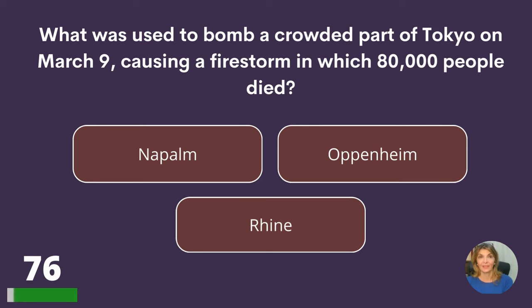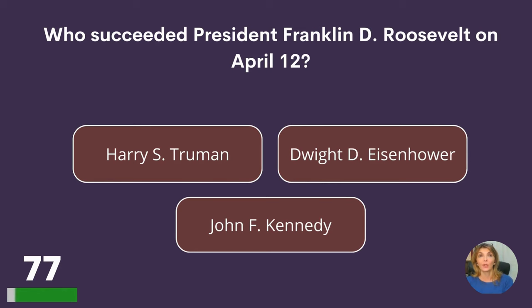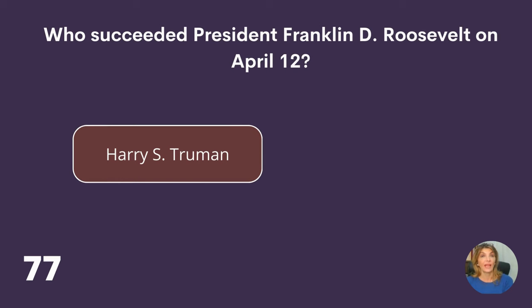What was used to bomb a crowded part of Tokyo on March 9th, causing a firestorm in which 80,000 people died? Napalm, Oppenheim, or Rhine? Napalm. Who succeeded President Franklin D. Roosevelt on April 12th? Harry Truman, Dwight Eisenhower, or John F. Kennedy? Harry Truman.